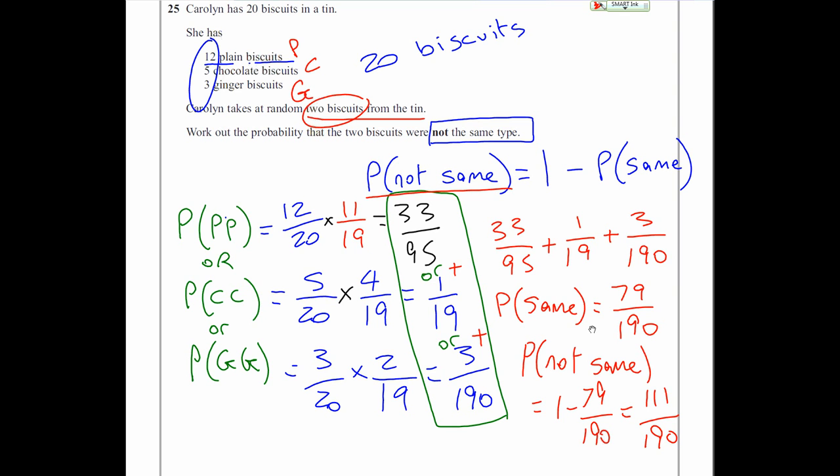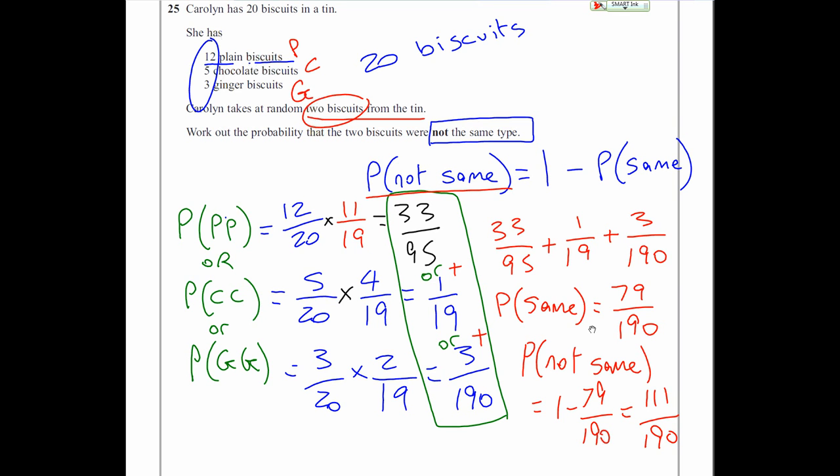Now, I just showed you one way to do that. There are other ways involving tree diagrams and things, but I just wanted to show you how I would do that, what I think is the most straightforward way of going about that question.